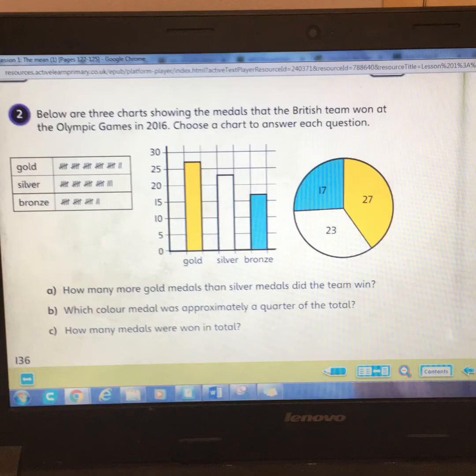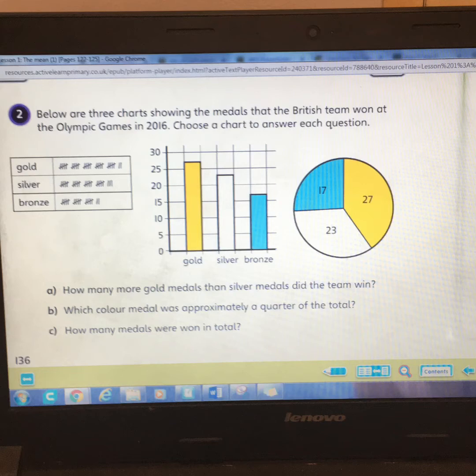Lovely. So number 2: below are 3 charts showing the medals that the British team won at the Olympic Games in 2016. Choose a chart to answer each question. So you've got the 3 charts in front of you, but I want you to start thinking about which chart is the best one to answer that question. Which one makes it the easiest? Thinking about the advantages and disadvantages we've already looked at, which one's the easiest to use?